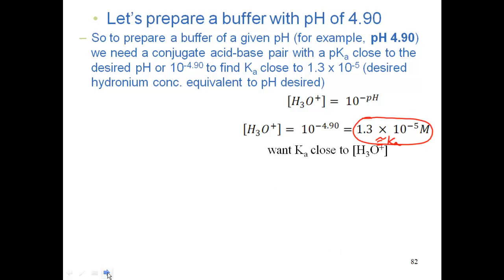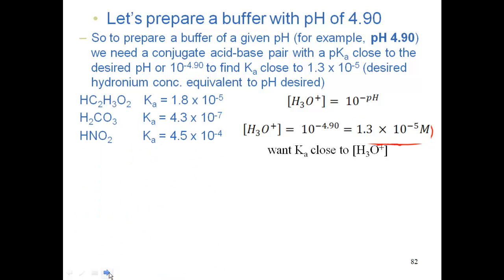Okay. Here's some suggestions. We have acetic acid, which has a Ka of 1.8 times 10 to the negative fifth. We have carbonic acid, which has a Ka of 4.3 times 10 to the negative 7. And I have nitrous acid that has a Ka of 4.5 times 10 to the negative 4. Which one of these three acids would you want to start your buffer system to make your buffer a pH of 4.90? Remember, I want something that's close to my 1.3 times 10 to the negative fifth. Which one of these three is the closest to that?